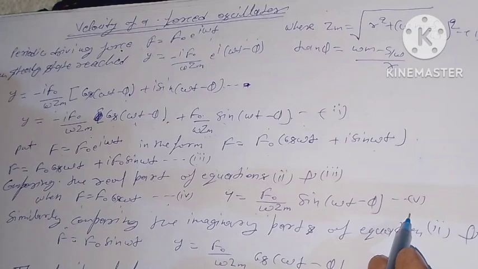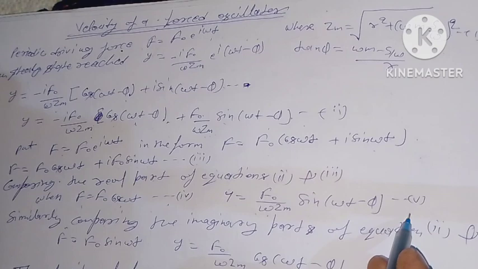Okay, F equal to f naught cos omega t, and y equal to f naught upon omega Zm sin omega t minus phi. Similarly, comparing imaginary parts of equation number 2 and 3, F equal to f naught sin omega t, and y equal to f naught upon omega Zm sin omega t minus phi. Imaginary part: y equal to f naught upon omega Zm cos omega t minus phi.